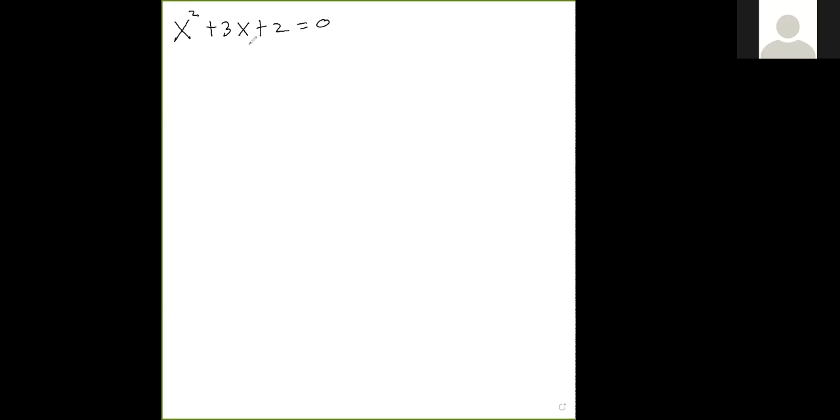the square. We can factor this trinomial, so we need to find the factors of 2 which add to 3. 2 plus 1 equals 3, and 2 times 1 equals 2. So I claim that we can factor this trinomial as this. Now, if the product of two binomials equals 0, then one of these must equal 0. So that means x plus 2 equals 0, or x plus 1 equals 0.